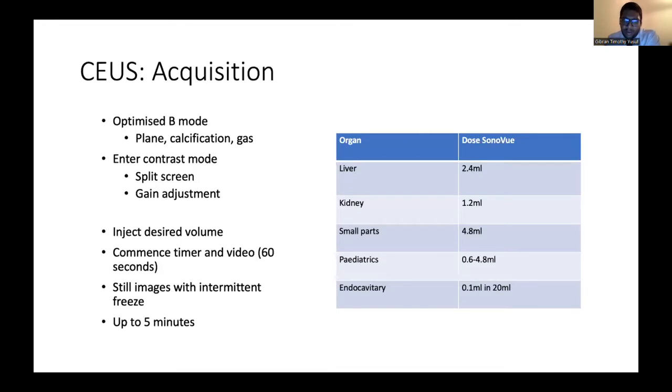And therefore, if your B mode is inhibited by things like calcification or gas, you may struggle again with contrast enhanced ultrasound. Almost every modern machine will have a facility to do contrast enhanced ultrasound. I recommend using a split screen mode so that you can both simultaneously visualize your B mode and keep your area of interest in view, whilst also seeing the contrast image. You inject your desired volume and you commence a timer and a video clip.